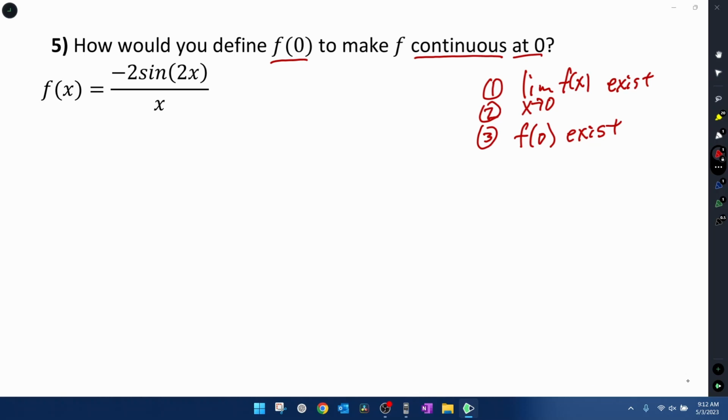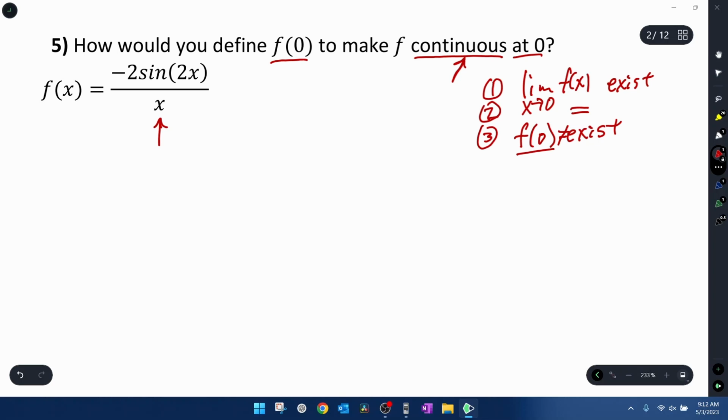And the third step was that the limit has to equal the function value. And so where this fails in the continuity is that f of 0 does not exist. If you try to evaluate at 0, you're going to get a divide by 0 error. And so the function is actually undefined at 0. And so then what we're going to do is try to figure out what we would let f of 0 be so that it is continuous.